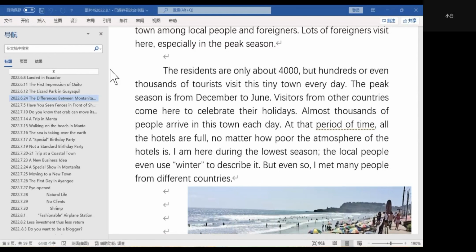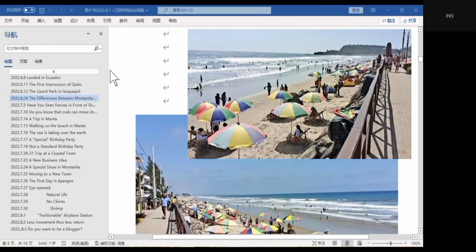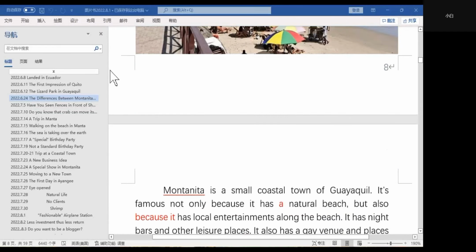I am here during the lowest season. The local people even use winter to describe it. But even so, I met many people from different countries. Okay, this is the second paragraph. Let's watch the pictures again. The people, the beach, the sea, the sunshine, everything.